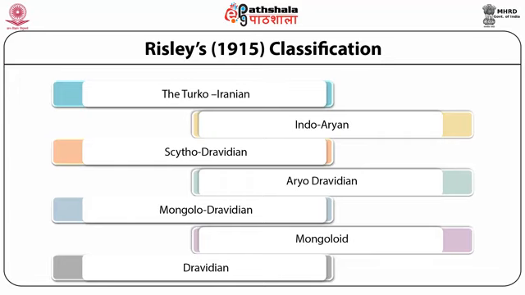He divided the entire population into 3 basic racial groups with 7 subtypes but did not put the aboriginals or tribal people into any separate racial groups. And these 3 basic types are the Dravidians, the Indo-Aryans and the Mongolians. The classification given by Risley is totally based on somatometry and somatoscopic measurements.